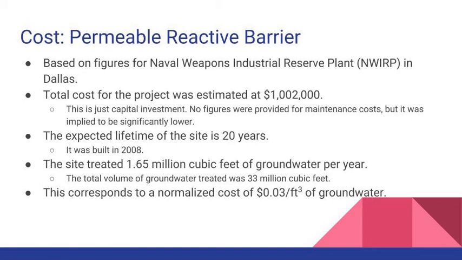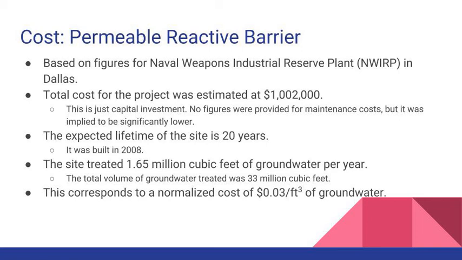The site in Dallas treated about 1.65 million cubic feet of groundwater per year, and the expected lifetime of the project was 20 years. This accounts for a total volume of 33 million cubic feet of groundwater treated. This corresponds to a very low normalized cost of 3 cents per cubic foot of groundwater.